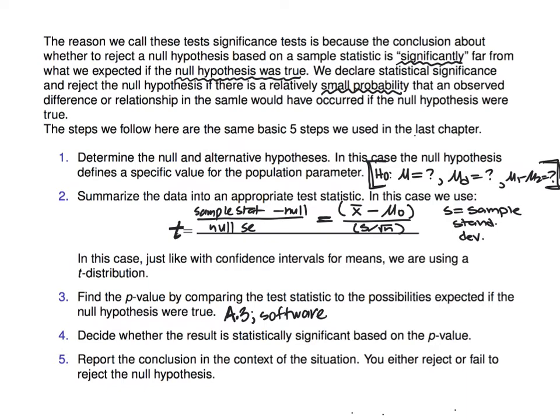So for step 4 and 5, like we discussed in the last stuff, basically are the same steps. Decide whether the result is statistically significant. That will be true if the p-value is small. And then report the conclusions in the context of the situation. You either reject or fail to reject the null hypothesis. You never actually prove H naught is true. It's just plausible.